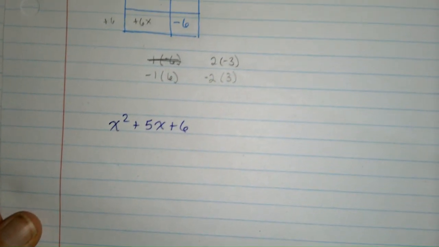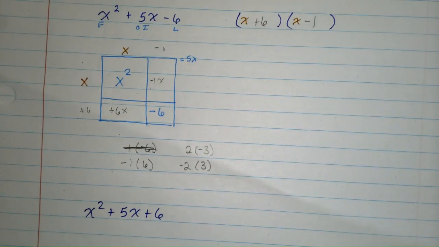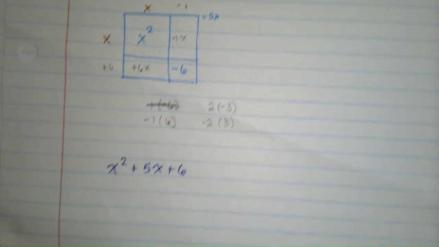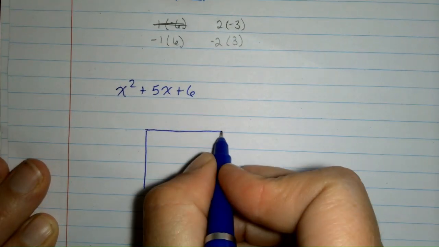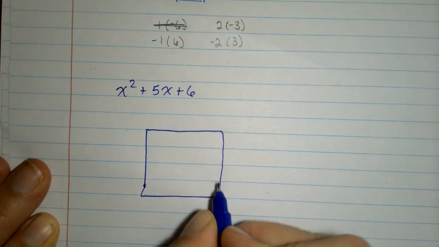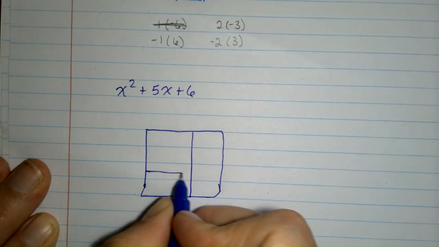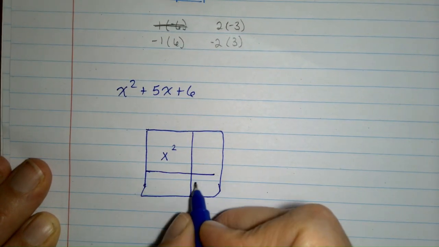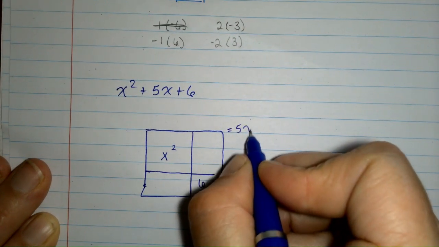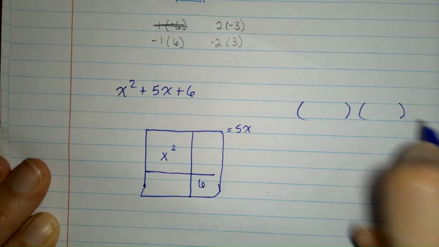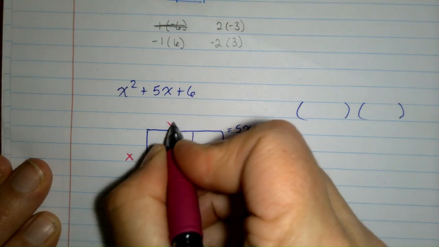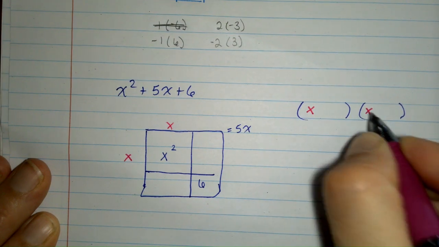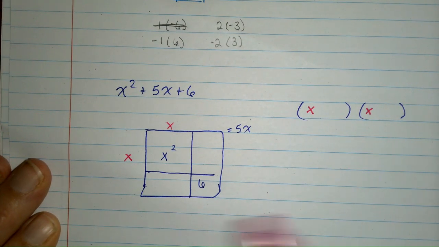This problem is almost identical. The only difference is instead of a minus 6 at the end, we now have a plus 6. How is that going to change our problem? First, last, outside and inside together. Okay, we definitely have our x and our x, but we've got to figure out these others.